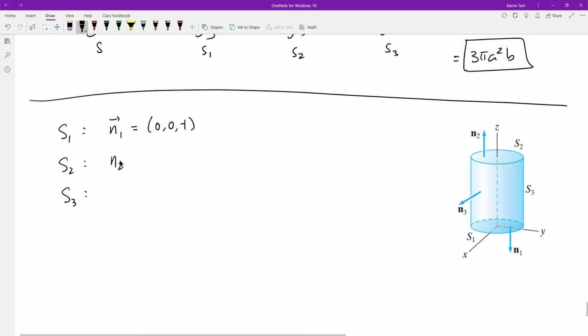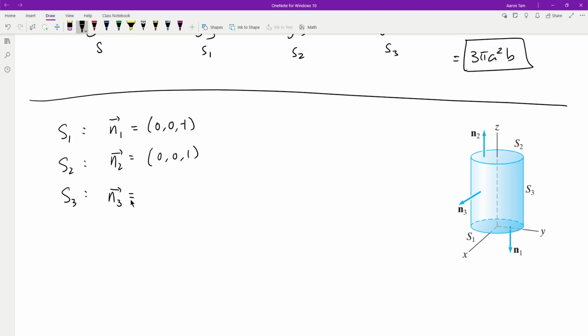That's what we need, the normal unit vector, because that's what we want to use in this notation. And n2 should also be easy to identify. That should be 0, 0, positive 1, because it points straight up. The tricky one is the one in the middle. What is vector n3?